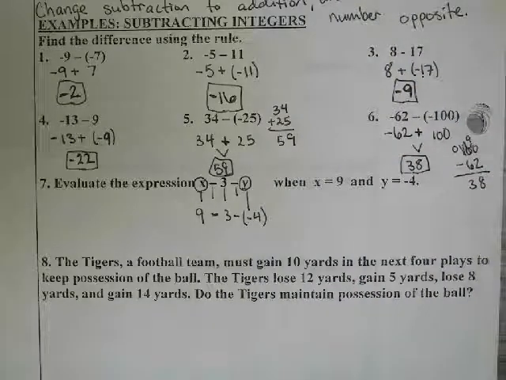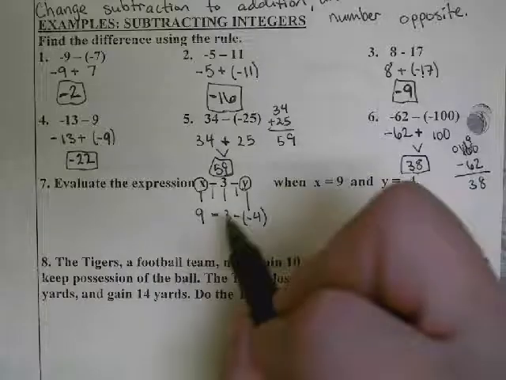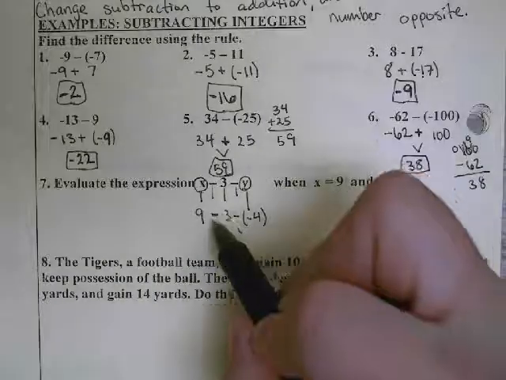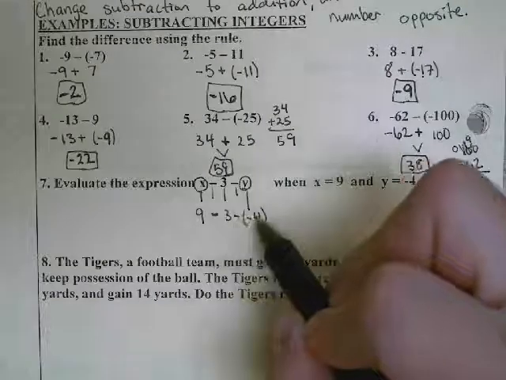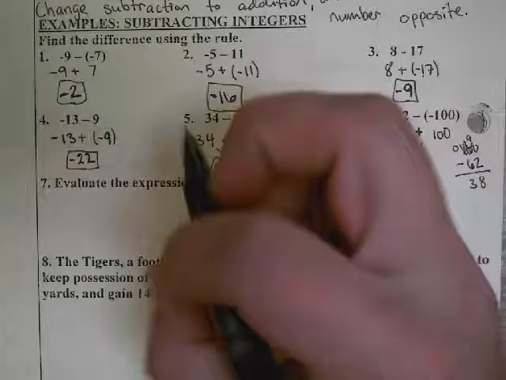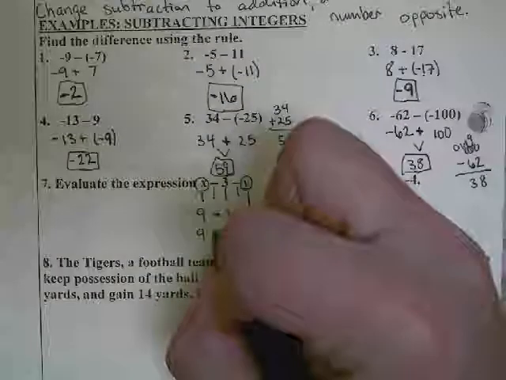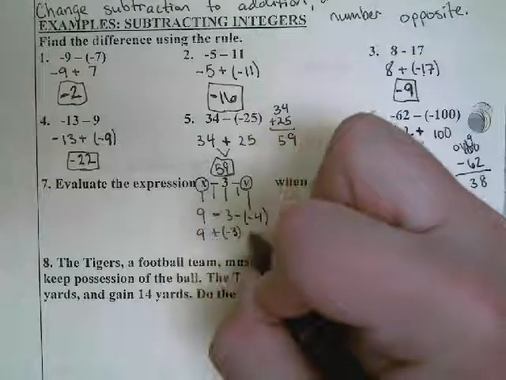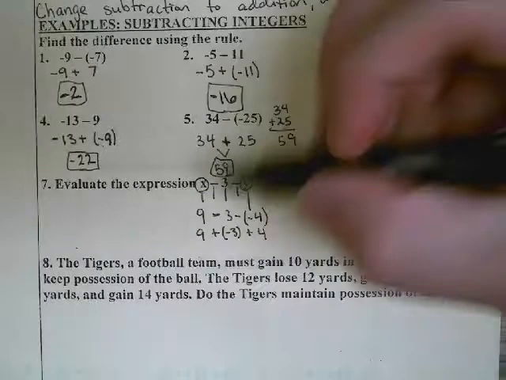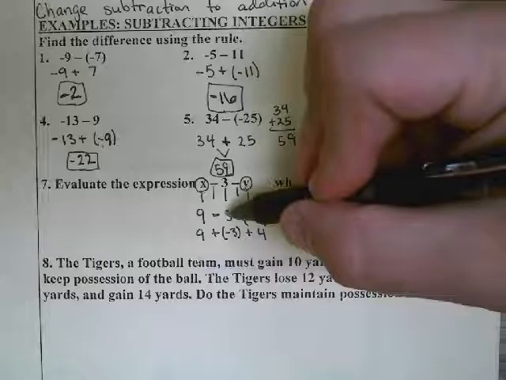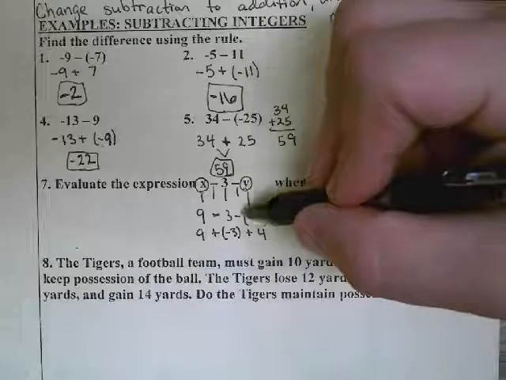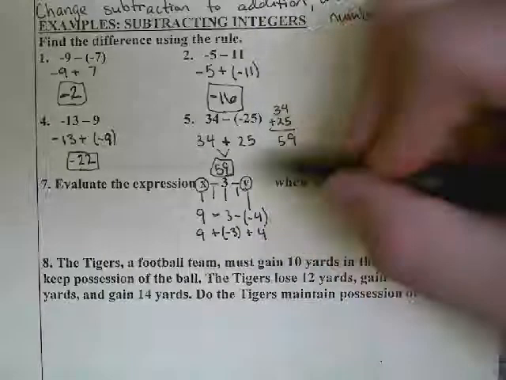So we'll do two numbers at a time. But I'm going to add the opposite. So what we can do is we can go add the opposite and then add the opposite. So we can do all our changing right here. So we can say 9 plus negative 3 plus 4. Adding the opposite of 3 is negative 3. Adding the opposite of negative 4 is 4.